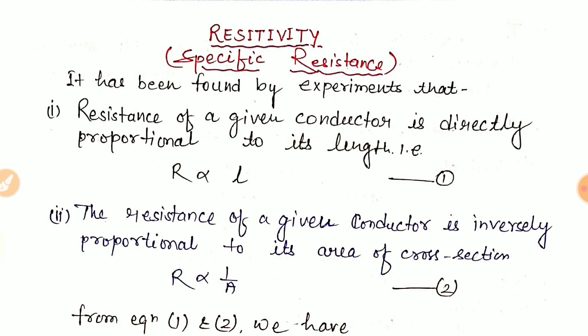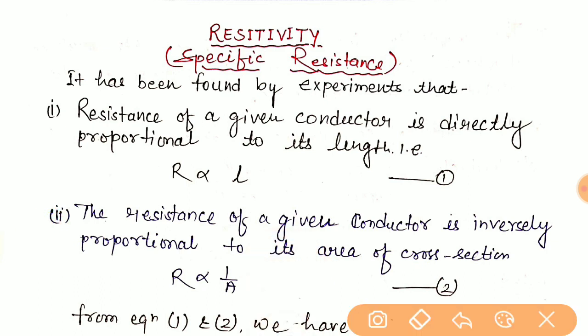By experiment it is found that the resistance of a given conductor is directly proportional to its length. Basically resistance means the hazards that come in the fluency of the flow of electric current. So by experiment it is found that the resistance of a given conductor is directly proportional to the length of the conductor.